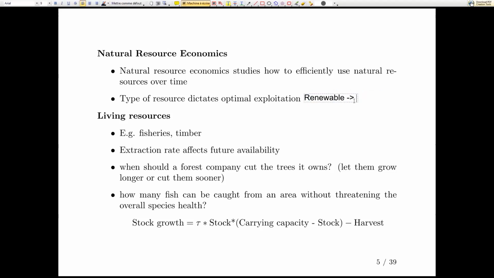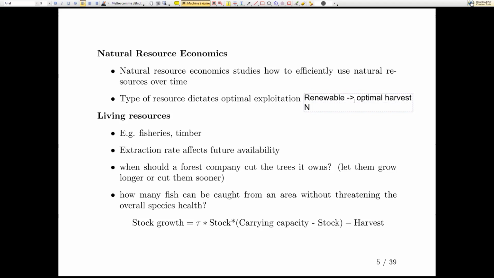So, yeah, optimal stock, I would say. Optimal harvest.